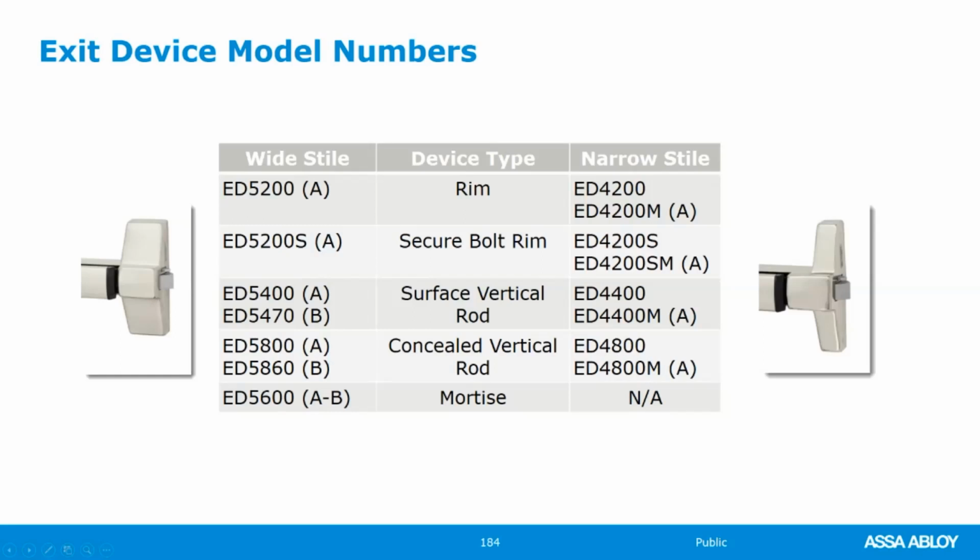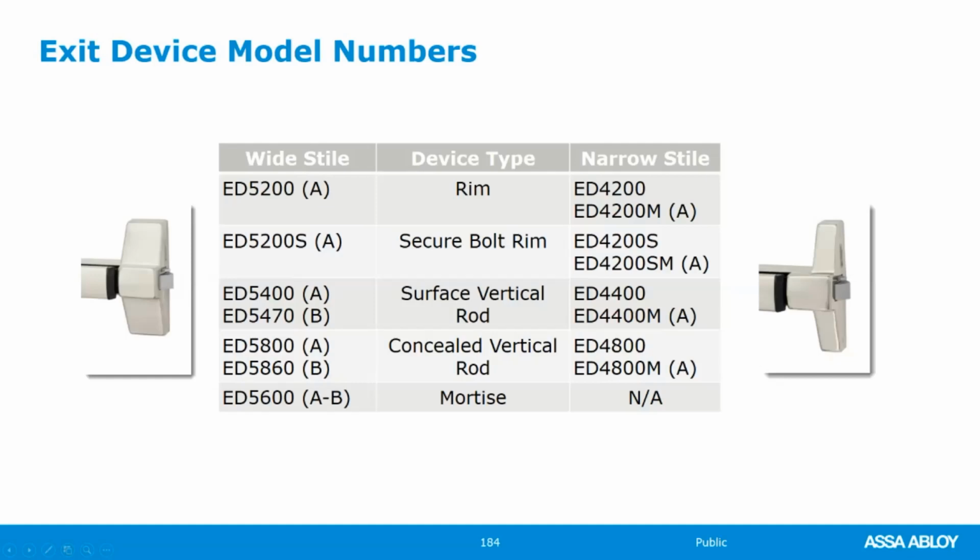Our ED5400 or 5470 is our surface vertical rod. Notice the 5400 is designed for metal doors up to 8 foot with an A label. The ED5470 or 5470B can be used up to a 10-foot door in a less bottom rod configuration, and it's B labeled instead of A labeled for that less bottom rod application, as well as the taller door application. The same thing with our concealed vertical rod. It's an ED5800 or a 5860 for that same reason as the 54 and the 5470.